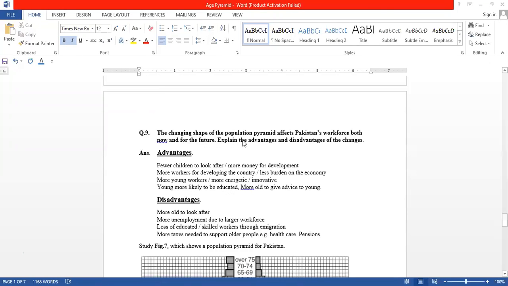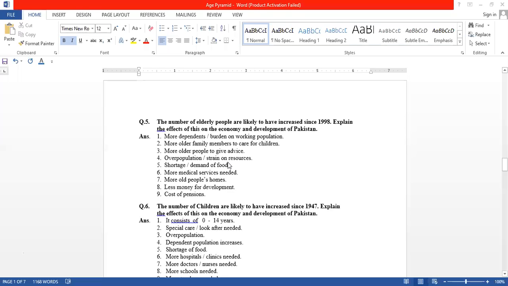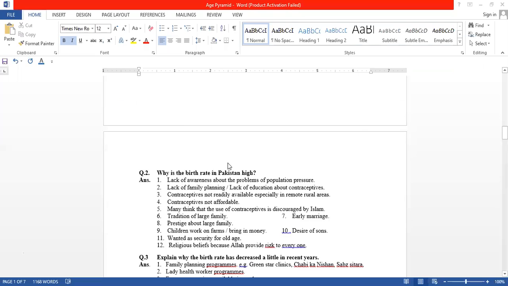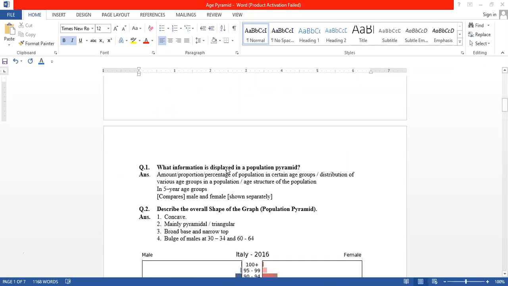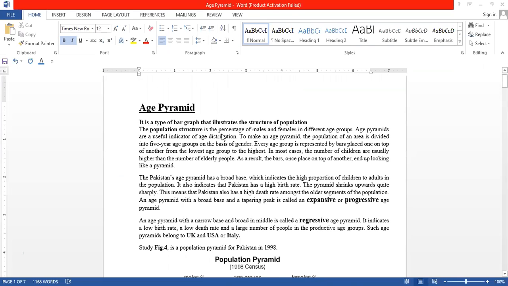So my dear students, this is a complete description and explanation of the age pyramid related to distribution of age. So my dear students, the topic is ended. I think I successfully transferred all necessary information to you related to the topic. Okay, thank you.